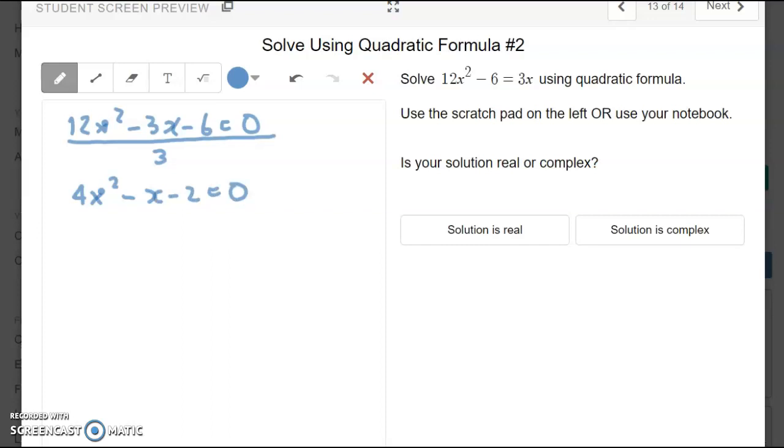Why do I do that? Even when I'm using the quadratic formula, when I deal with smaller numbers, the method is going to be much easier. So that means a is 4, b is negative 1, c is negative 2.